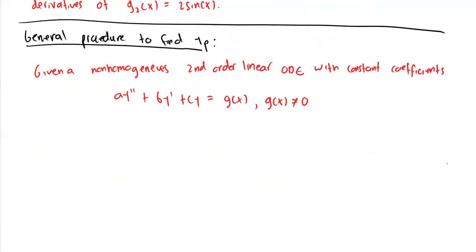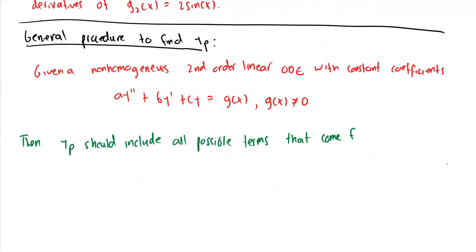Then, what's our choice for y sub p? Then, y sub p should include all possible terms that come from derivatives of g of x. And again, every time we have a term, we always have an undetermined constant in front, so that we have degrees of freedom to find the constants that work.